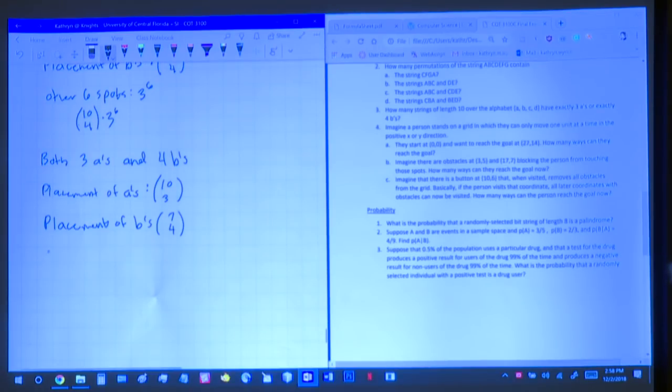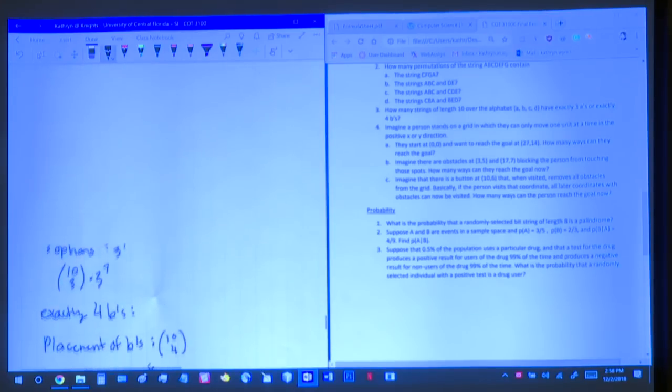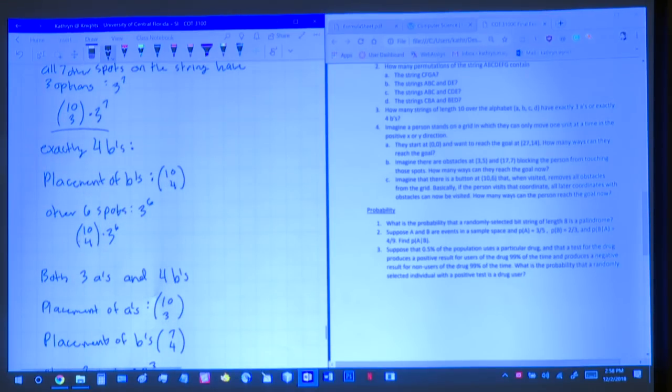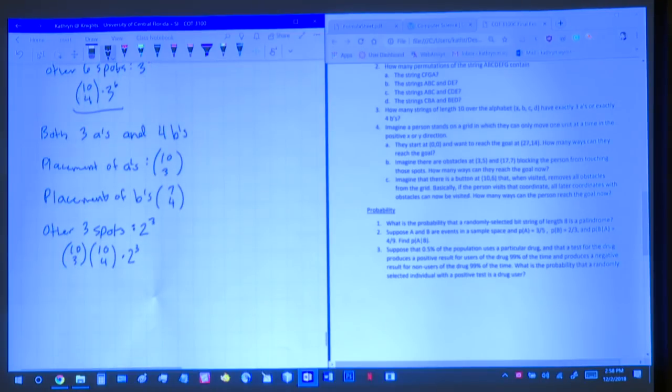And then the other 3 spots now have 2 options, so that would be 2 to the 3rd. So this one would be 10 choose 3, sorry, times 7 choose 4 times 2 to the 3rd. So now that we have each part, we'll have to add these 2 and then subtract this one.